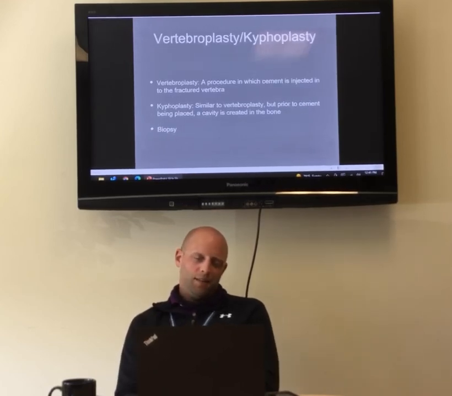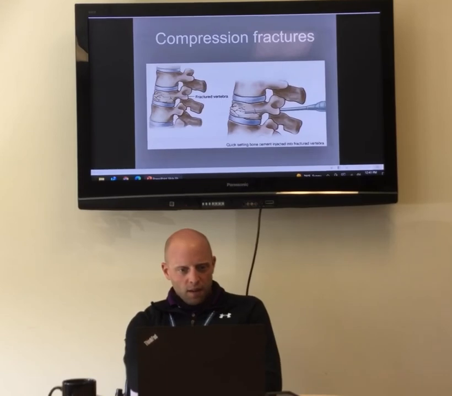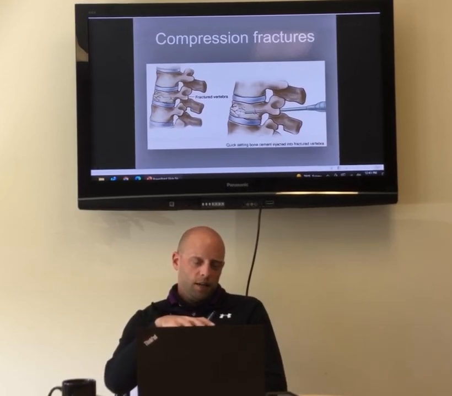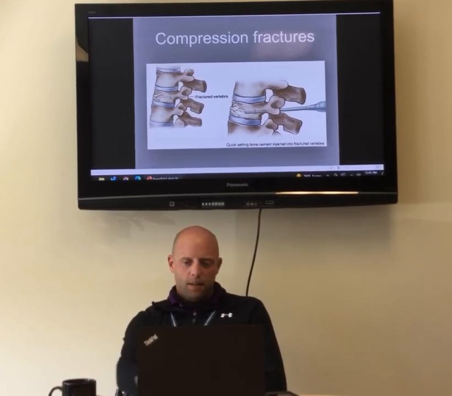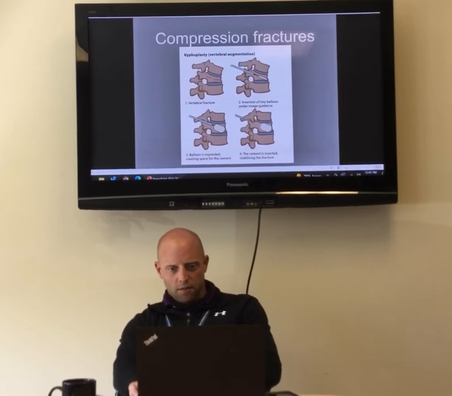Vertebral kyphoplasty, kind of splitting hairs here. Essentially, you go in with this cannula, and you typically inflate a balloon in here, which you try to restore as much height as you can. Take the balloon out, and then you fill that void with cement, and that cement hardens instantly and should give them support and at least some relief of their pain.